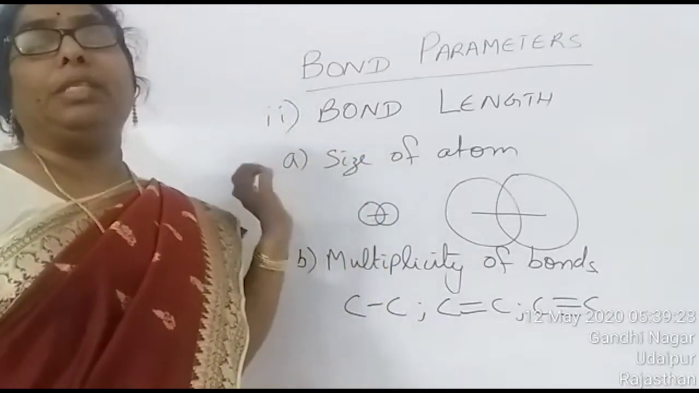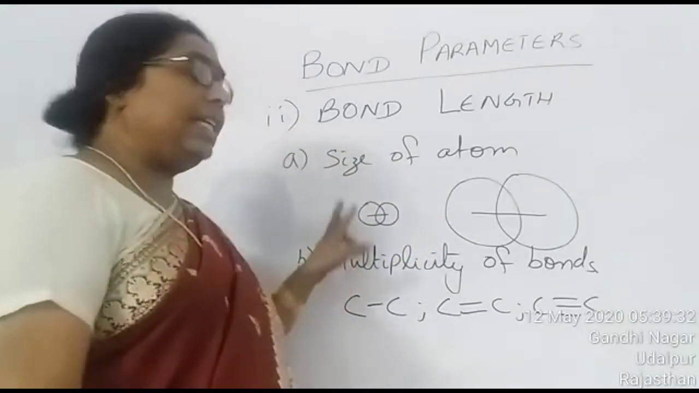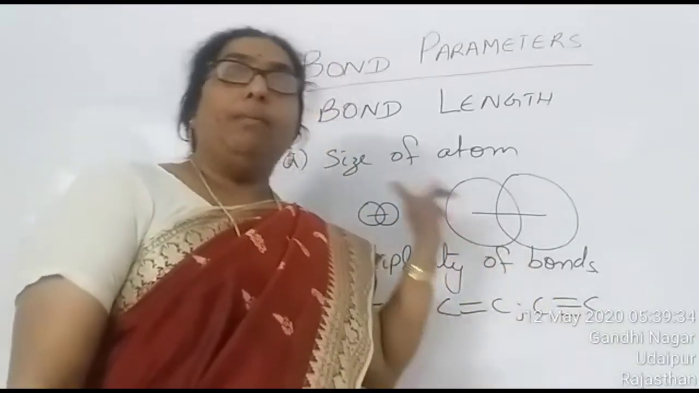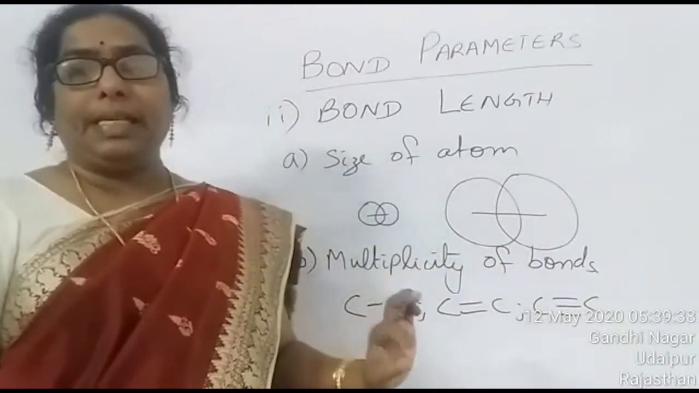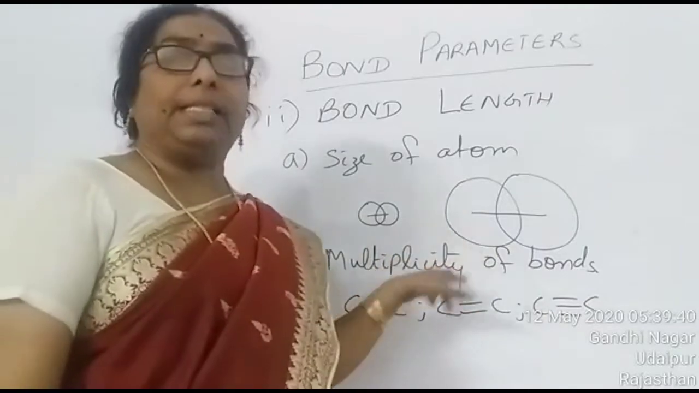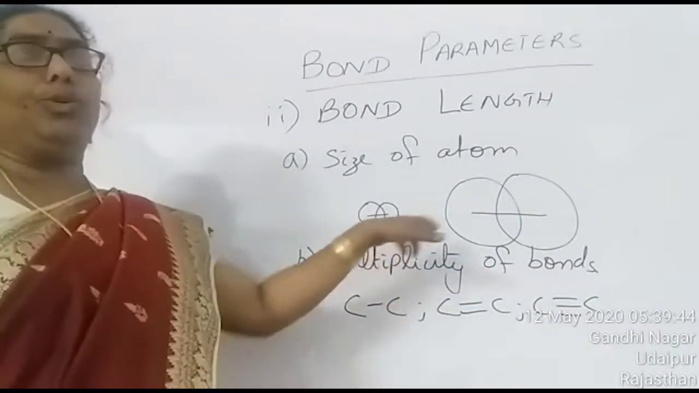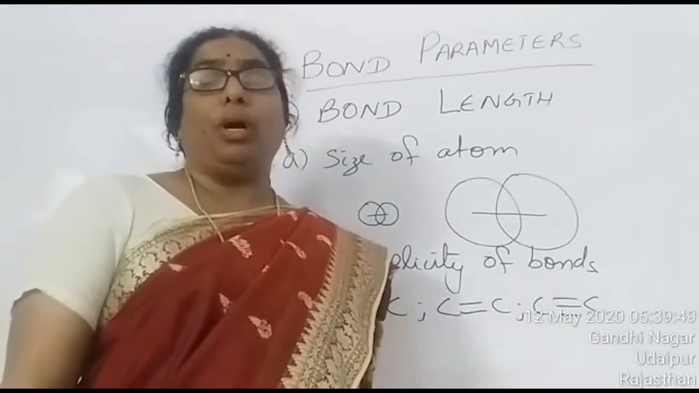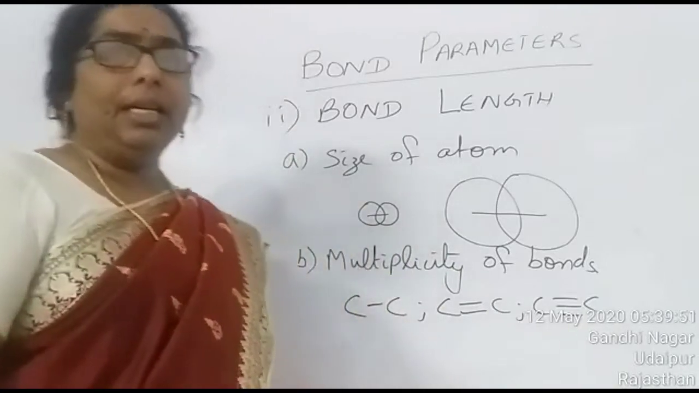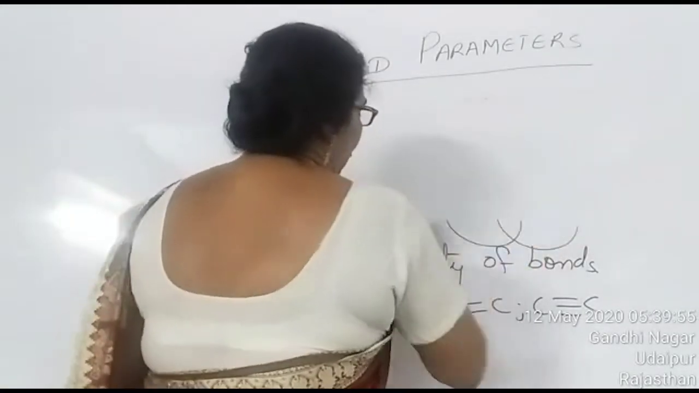So bond length is defined as the average distance between the centers of the nuclei of two bonded atoms in a molecule. It depends on size of atom as well as multiplicity of bond. As the size of atom increases, bond length increases, and as the multiplicity of the bond increases, bond length decreases due to the increase in magnitude of force of attraction. Is it clear? Now the third bond parameter we can consider is bond angle.